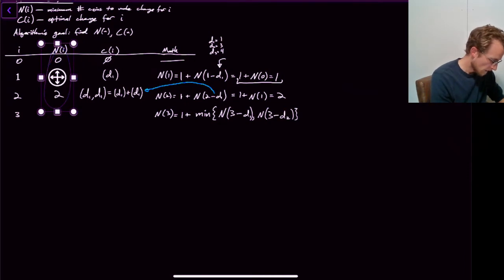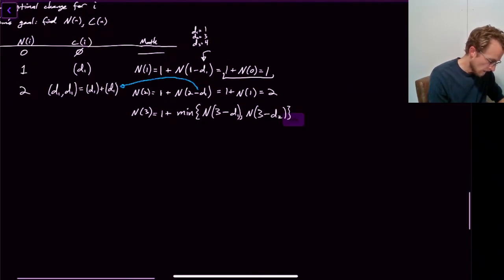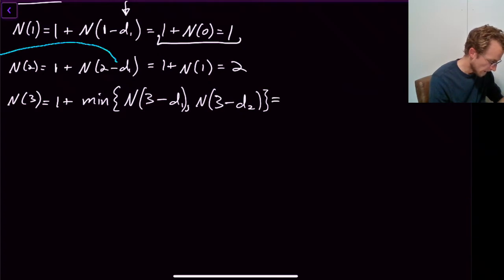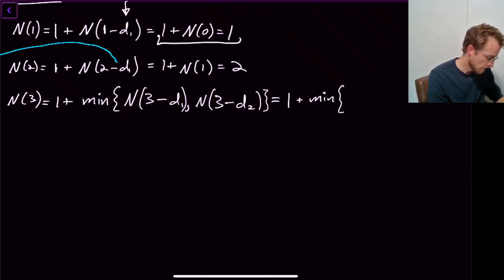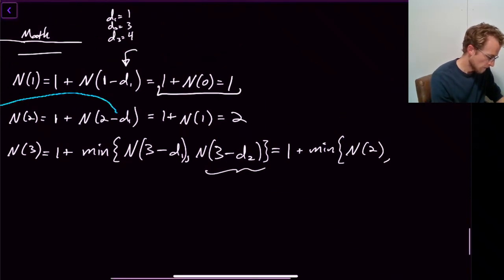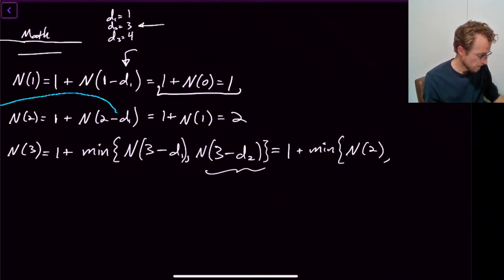So we're going to fill out, we're going to write everything in here. So this is equal to 1 plus the minimum of two numbers, right, of n of one thing and n of another thing. So 3 minus d1, d1 is 1, so this is 2. So this is n of 2. And the second number here, 3 minus d2, well, remember d2 is 3, so 3 minus 3 is 0.